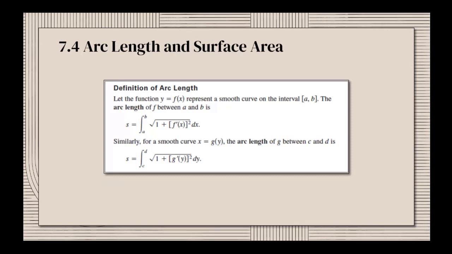So next, we just have arc length and surface area in 7.4. So definition of arc length, all you need to know are these equations, and both of these equations are the same. They're just in terms of different variables. So it's just the integral over the interval of the square root of 1 plus f prime of x squared.